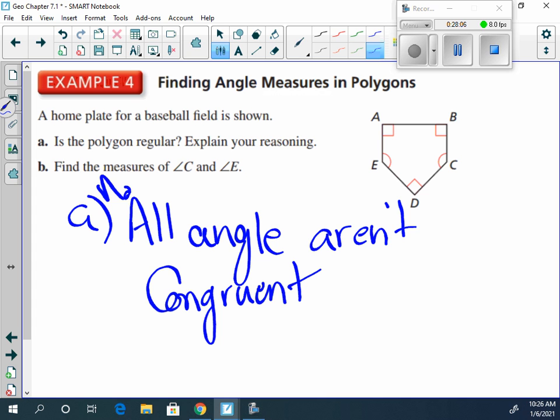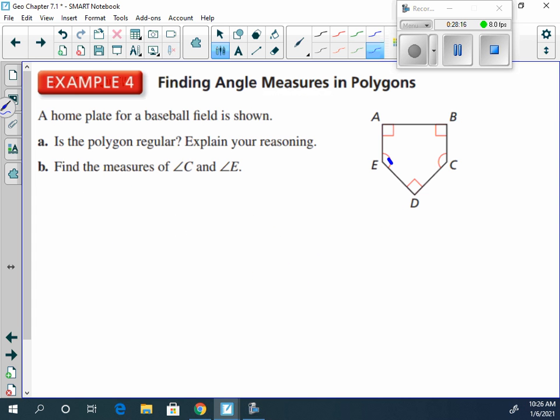Any questions on this here so far? Okay, well, let's go on and find the two missing angles. So I'm going to have to erase this here. So we want to find the measure of C and E. Now, I've named them X. How do I know that they're going to be the same?